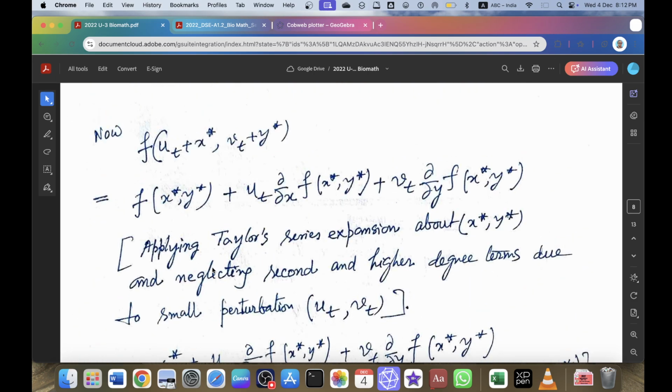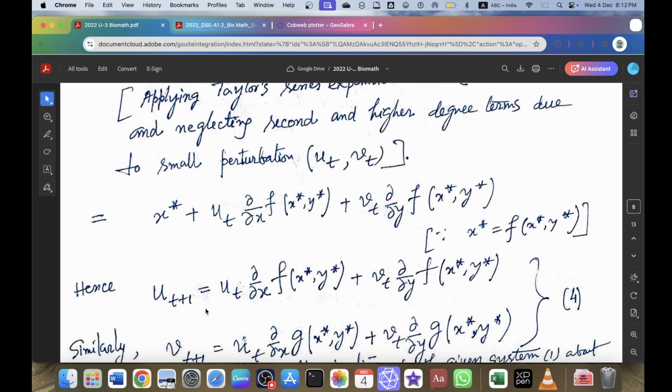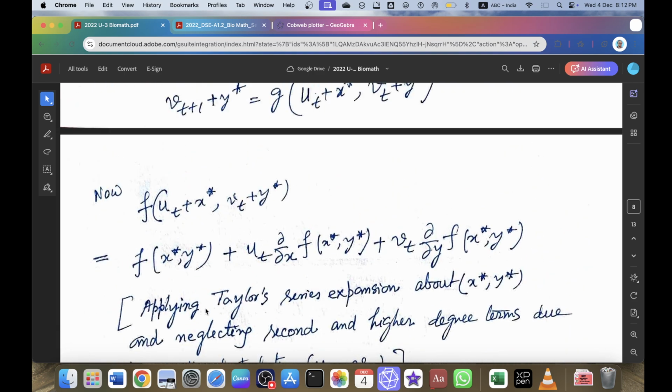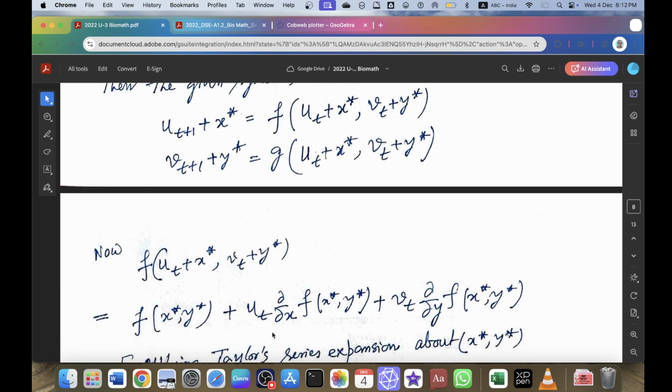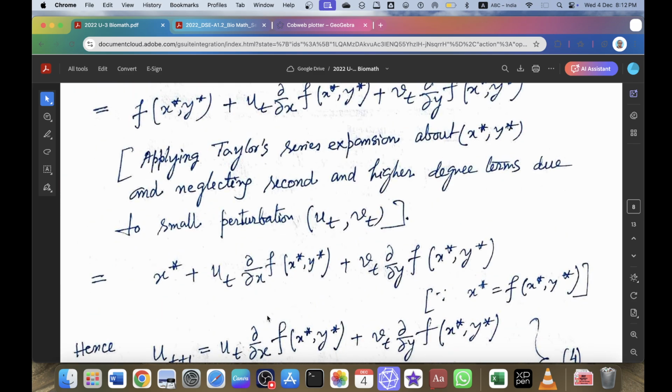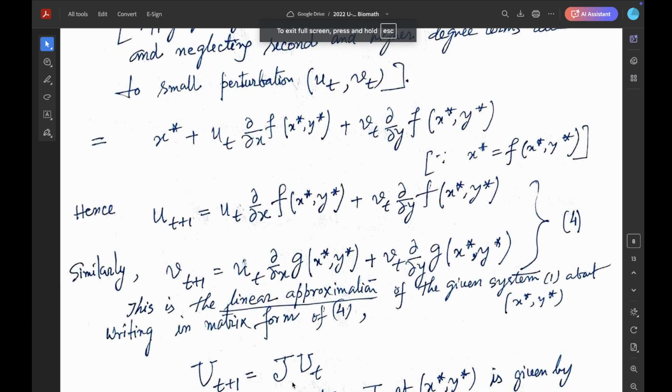Hence this u(n+1) plus x star, because it is f of un plus x star, vn plus y star, equal to un plus 1 plus x star. So this x star and this x star cancel. Ultimately we get un plus 1 equal to un del x f of x star y star plus vn del y of f of x star y star.